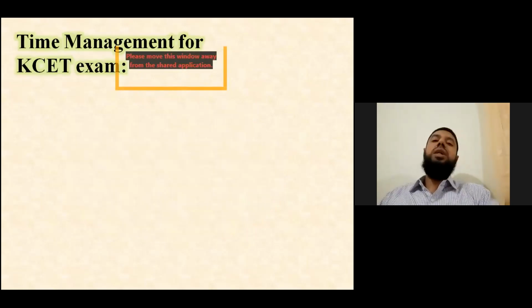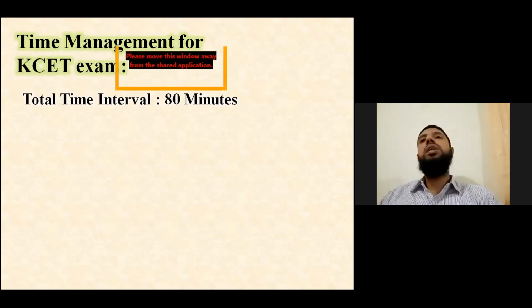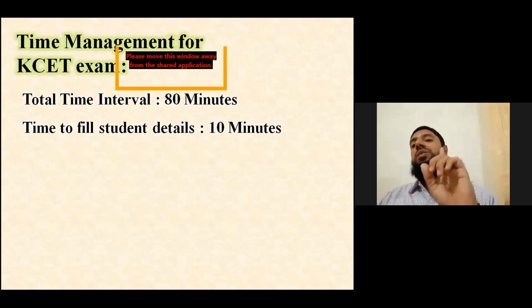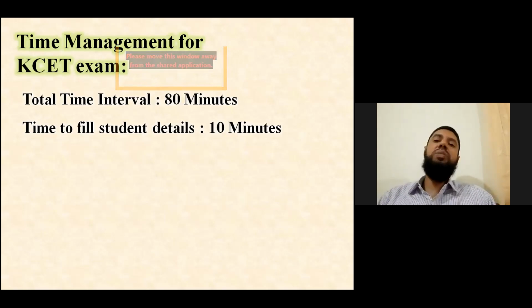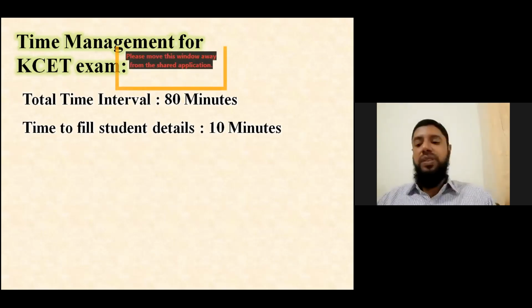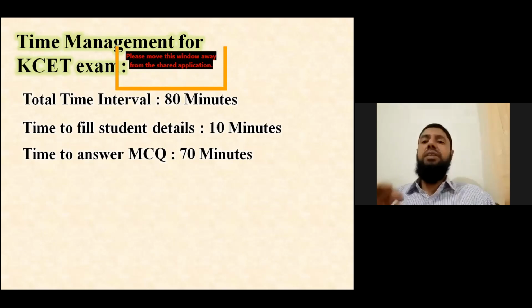Now, what is the time management for Karnataka CET, where the time duration is 80 minutes. But in this 80 minutes, we have to give 10 minutes to fill the OMR sheet, the student details, your name, roll number, register number, then the series, the version of the question paper. Then you have to enter some reservation categories. So many things will be there, and you have to put the signature, and the room invigilator will sign. Within this 10 minutes, everything will be wound up. Then you are left with 70 minutes.